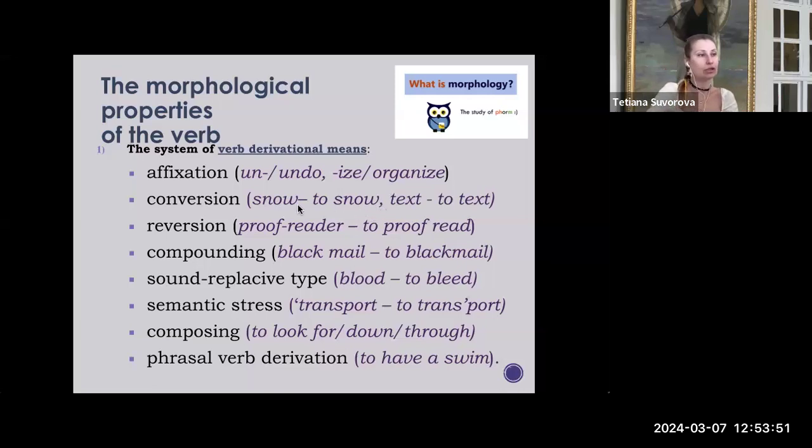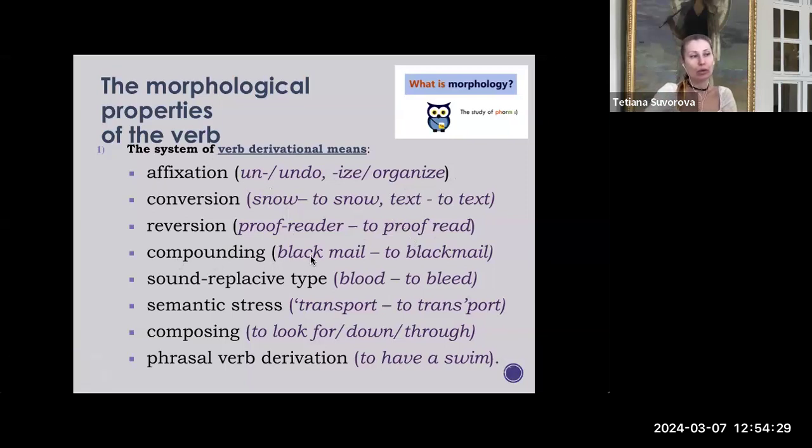Text to text, snow to snow. Reversion, reduction: proofreader to proofread. It means that we just take away the typical suffixes or endings of the noun if we use this type of creating the verb, and so add the particle to and consider it to be the verb already, and work then with verbal suffixes and prefixes with the stem.